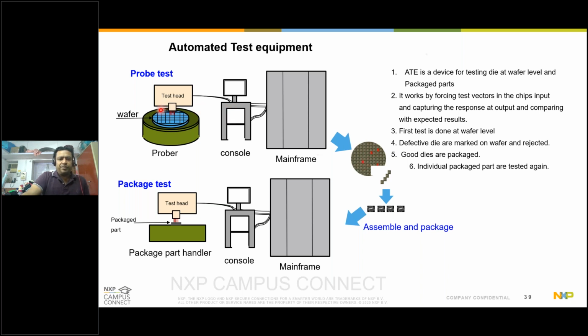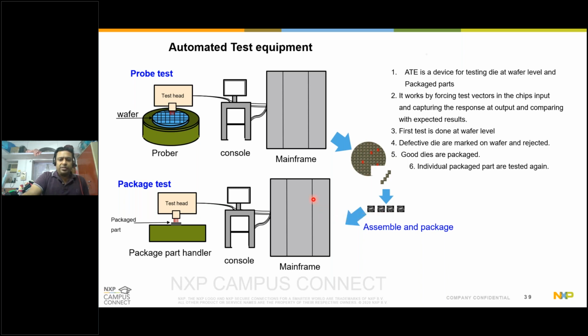Once you have tested all your dies at the wafer level, you will cut out your individual dies for assembly, and all the defective dies are rejected and will not be packaged into individual parts. Once your dies have been packaged into individual parts, these are again tested to see that you have not introduced any defect while packaging or while cutting your individual dies from the wafer.